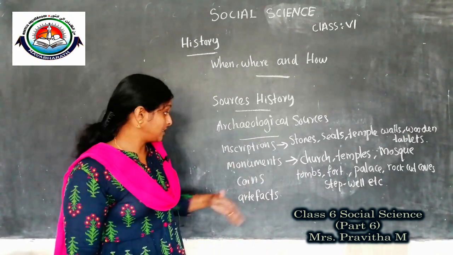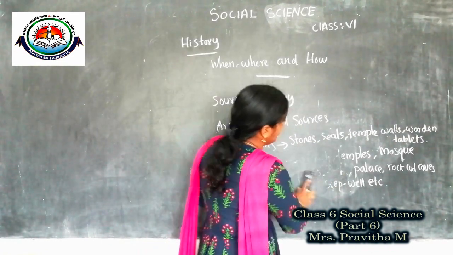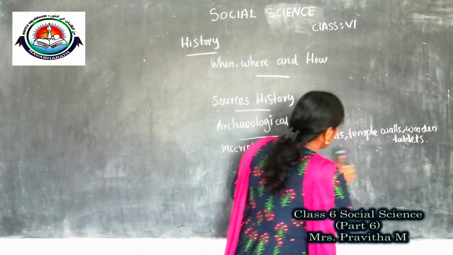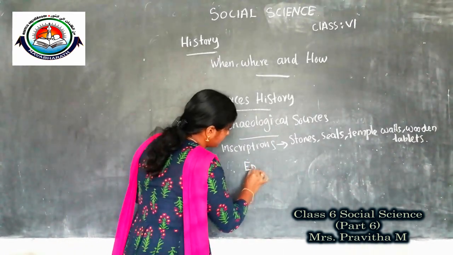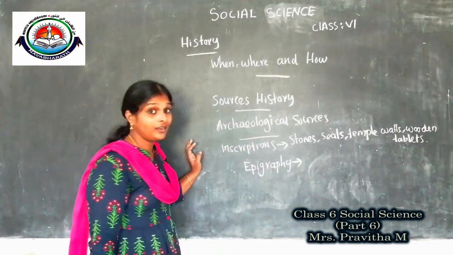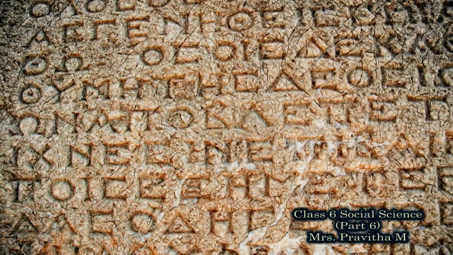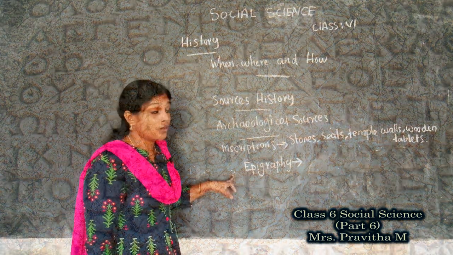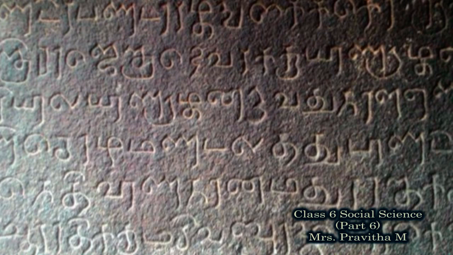Archaeologists excavated or discovered many inscriptions of this type. The study of inscription is known as epigraphy. So the question will come, children, what is epigraphy? Then what will you tell? The study of inscription is known as epigraphy. I think you got an idea what an inscription is: writing on stone, seals, temple walls or wooden tablets. Now we will discuss different types of inscription.